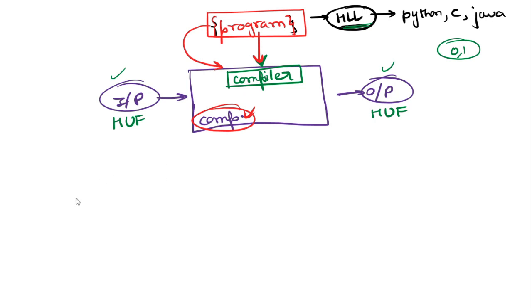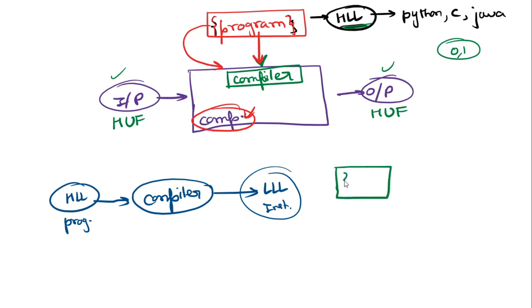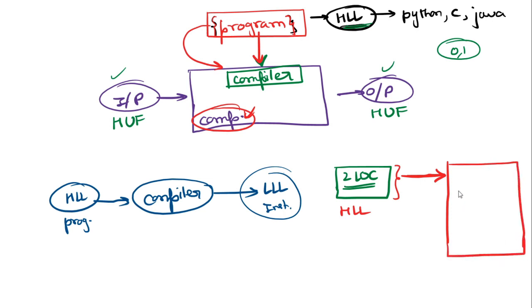Why? Because a compiler converts a high level language program to low level language instructions, a set of instructions, okay? That means, let's suppose we have two lines of code in high level language. Now these two lines of code will be converted into an equivalent set of binary sequences, right?